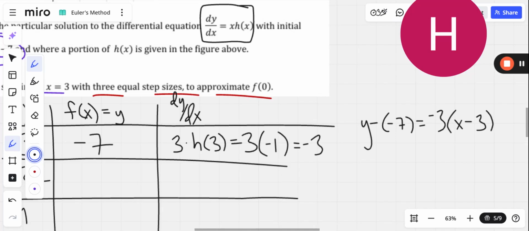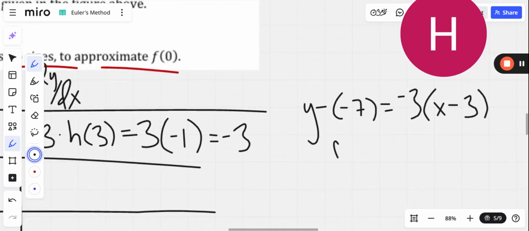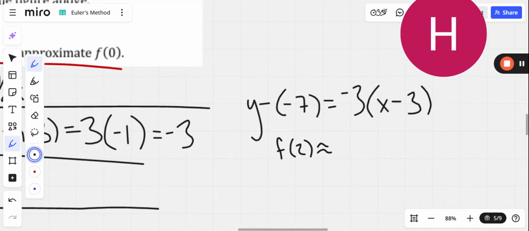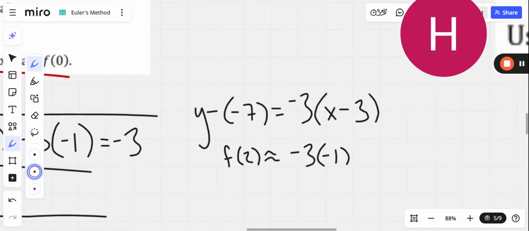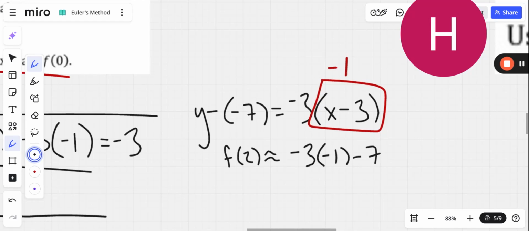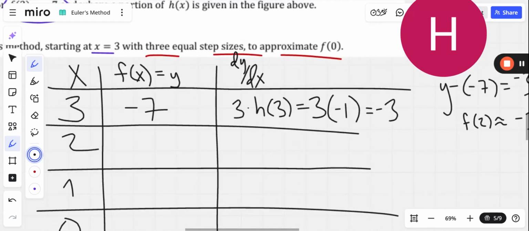Now we're approximating by going backwards, so we're going to plug in x equals 2. We're going to say that f of 2 is approximately -3 times -1. Notice that our step sizes are going to be -1, so that's what's going to go in here every time we use our tangent line. This is y plus 7, so we're going to subtract 7 on the other side. And we're going to say this is basically -4. So we can update our values, -4, and we can get a new dy/dx value, 2 times h of 2.